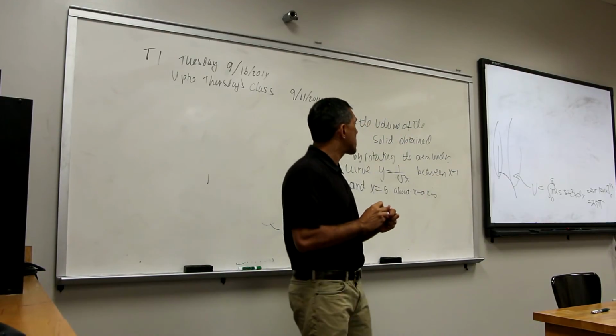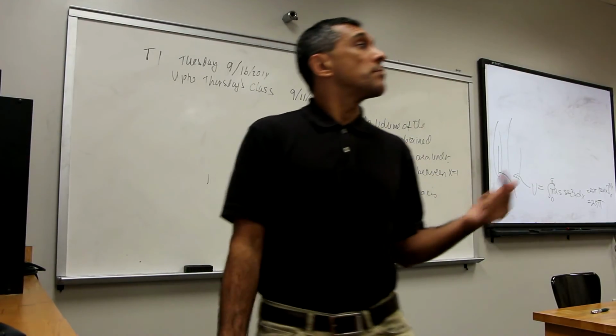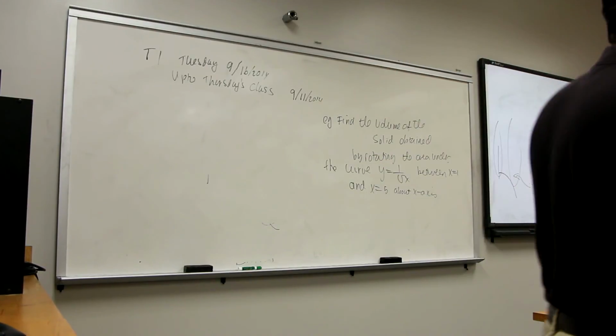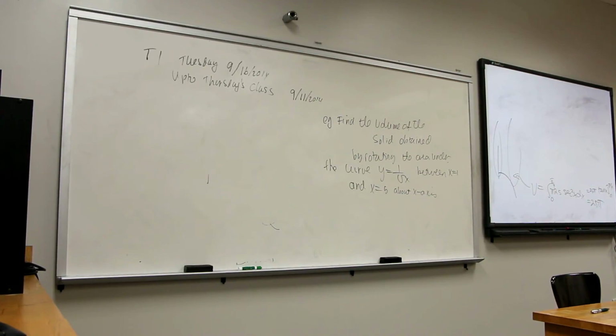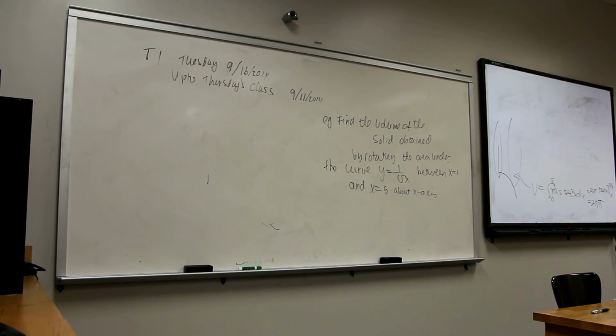The area under the curve y equals 1 over root x, between 1 and 5, is rotated about the x-axis. Find the volume of the solid thus generated. Exactly.